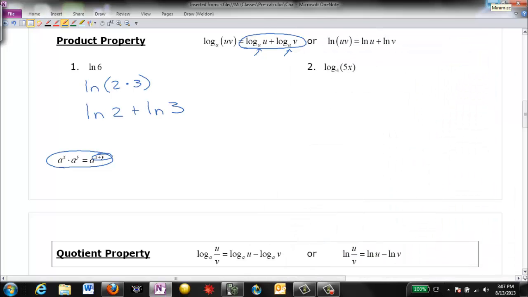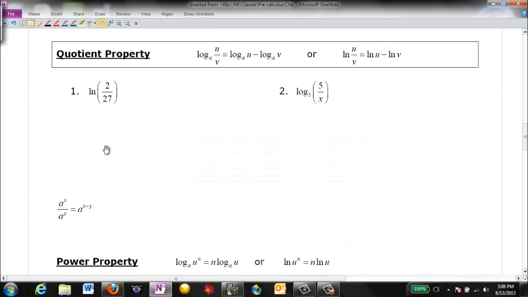All right, we'll take a look here at one more example of the product property. This is log base 4 of 5x. We don't know what x is, but x represents a number, so we still have a product of two numbers there. I'm seeing log base 4 of 5 times some number x. According to the product property, I can rewrite that as log base 4 of 5 plus log base 4 of x. Easy as that.